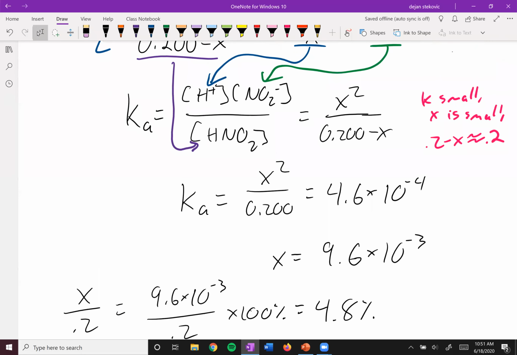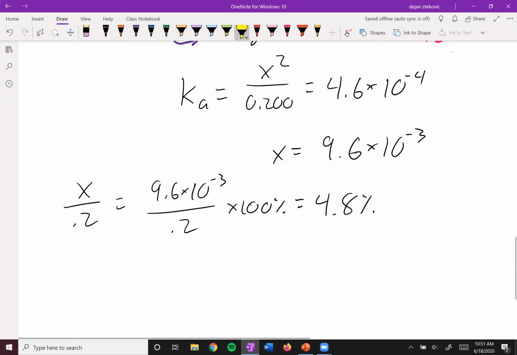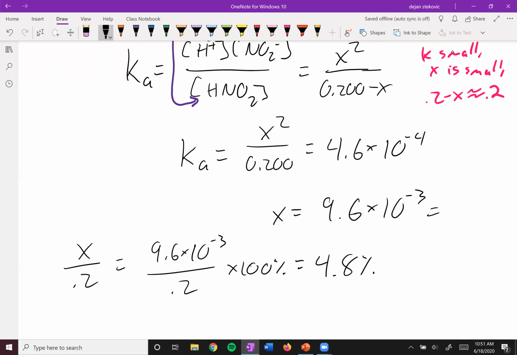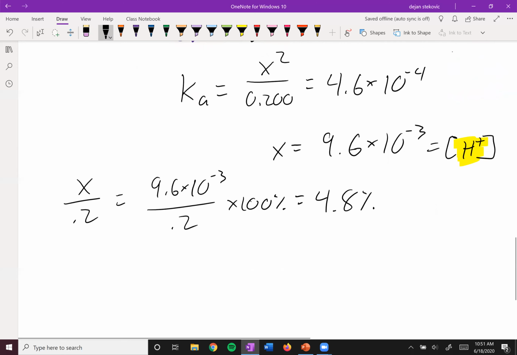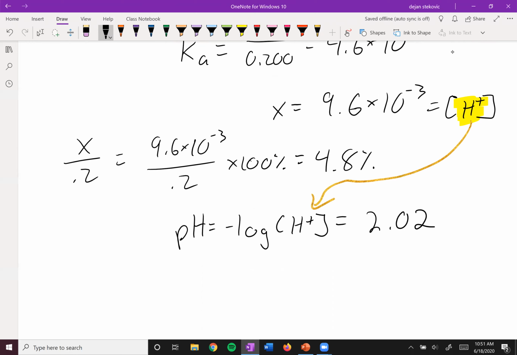And so remember here, if we go back up to our table, our concentration of H plus is equal to X. So we can say this is also equal to the concentration of H plus. And then what we want to find is the pH. And so we know the pH is equal to the negative log of the concentration of H plus. So we take this concentration of H plus, we plug it in there, do the math, and you get 2.02, right? And that makes sense. The solution is acidic, which makes sense because we added an acid. And this stuff is all just practice with the RICE tables.